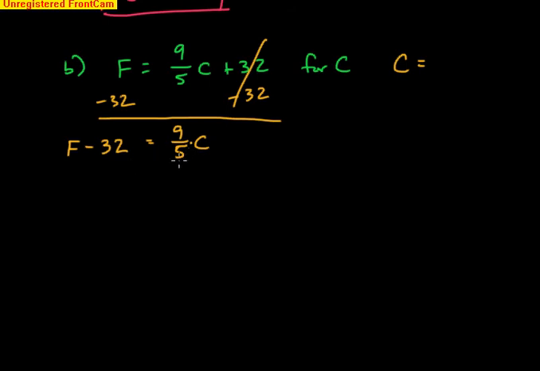Now, instead of dividing by 9/5, we are going to multiply both sides by the reciprocal of 9/5. Remember, dividing by a fraction is the same thing as multiplying by the reciprocal. So when you divide by a fraction, you need to multiply by the reciprocal. So we're going to take both sides and multiply by 5/9.